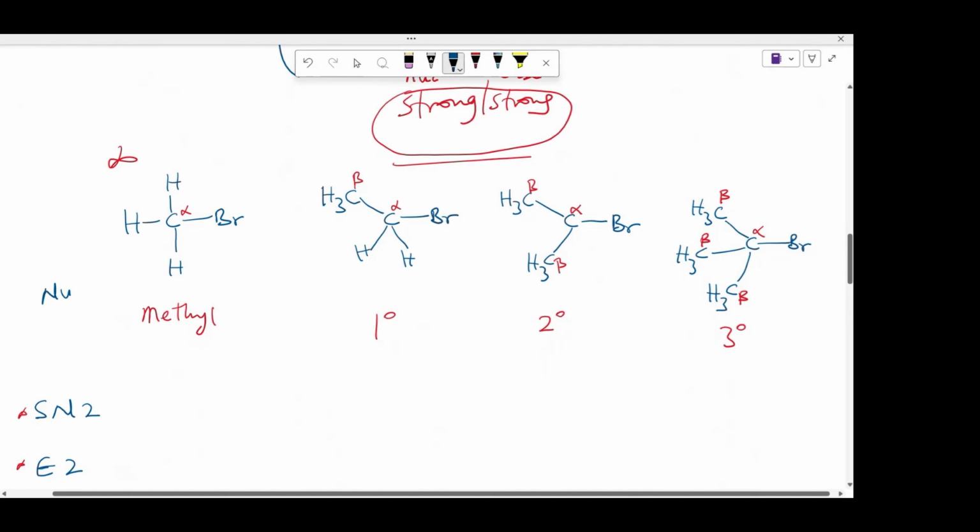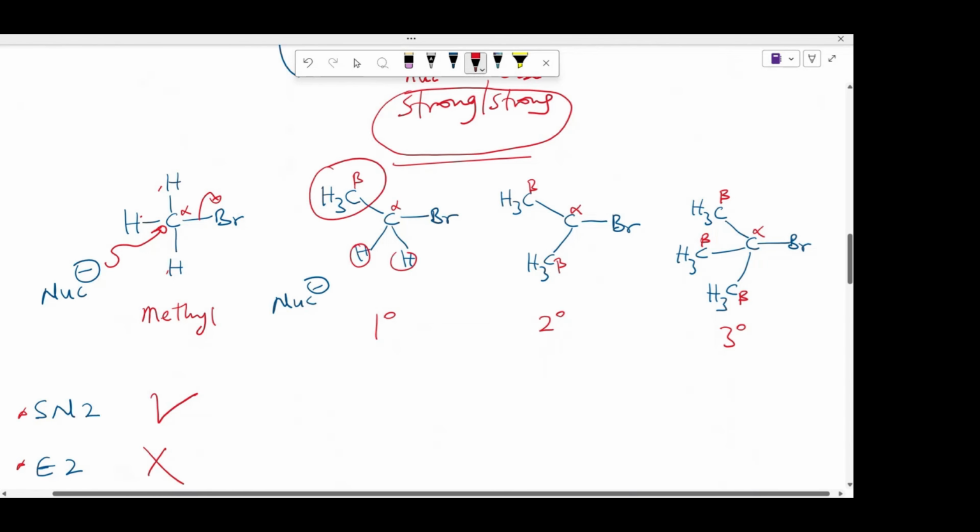Now in the SN2 mechanism, we know that the nucleophile will attack the alpha carbon. In a methyl halide, there is enough space because hydrogens are pretty small atoms. Because there is enough space, the nucleophile can easily attack the alpha carbon and kick out the leaving group. So SN2 will prevail. On the other hand, for E2 to happen, a base needs to grab the beta proton. And in this case, there is no beta carbon and no beta proton. So SN2 will prevail.